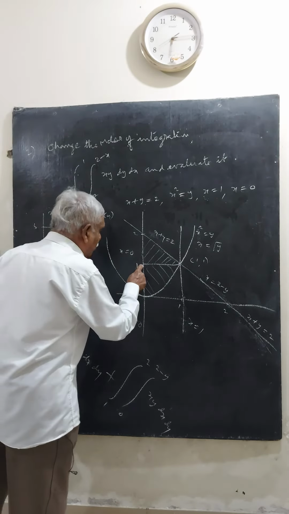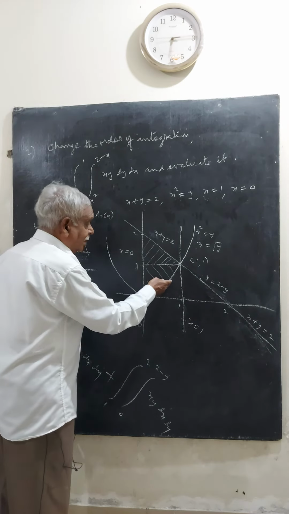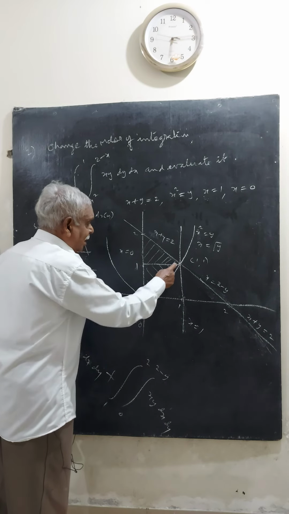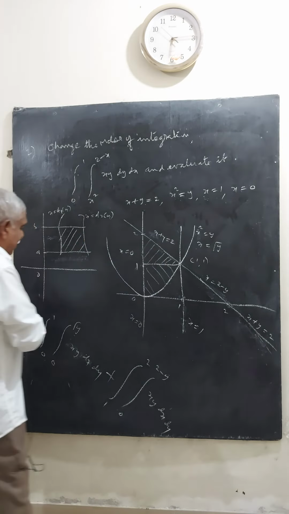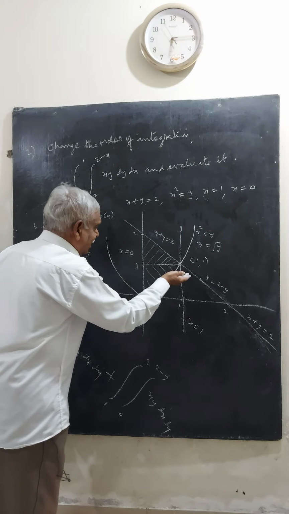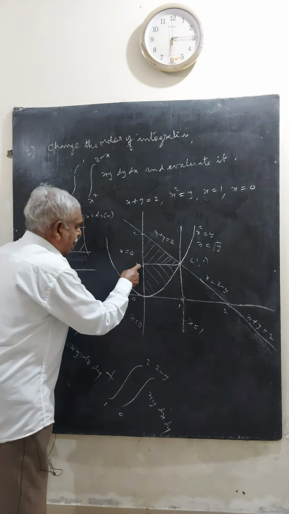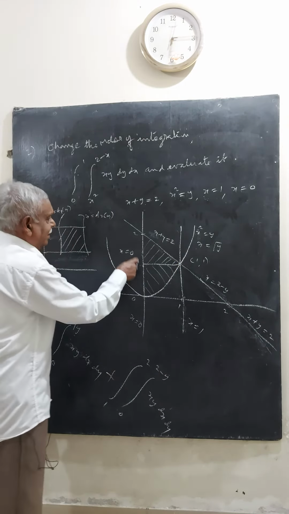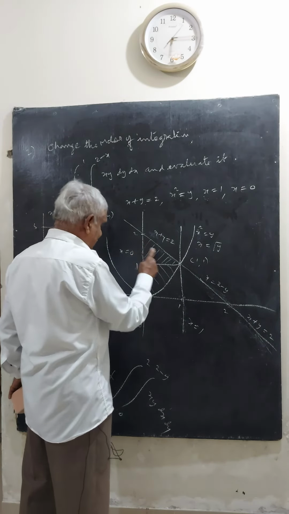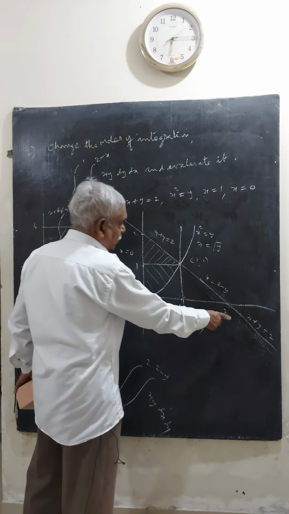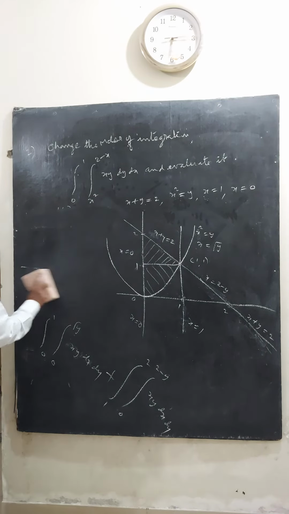Again taking 1 to 2, since the right side has two curves, one curve is a parabola up to the point 1, and above 1 it is a straight line. Therefore, the line cuts both the curves. Again, y from 1 to 2, x is left to right, x equal to 0, right x equal to 2 minus y. This is changing the order of integration.